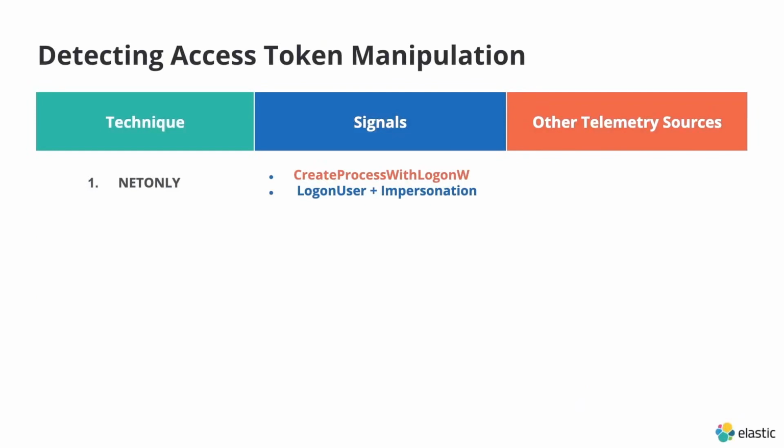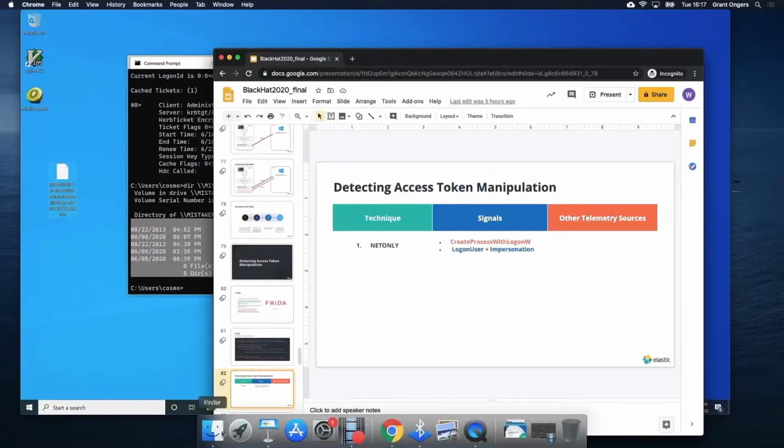I started with this net-only technique. The two key signals for this were CreateProcessWithLogon with the net-only flag, and the make token gadget, which allowed you to craft arbitrary tokens, a combination of LogonUser with a net-only flag, and then you impersonate the returned token. I've got a few demos with Frida showing these now.